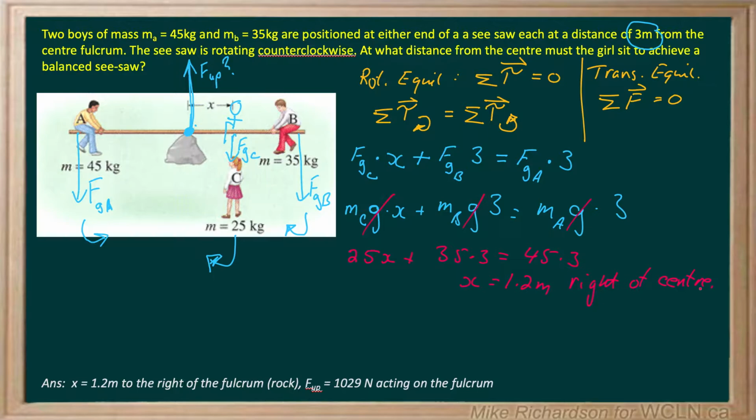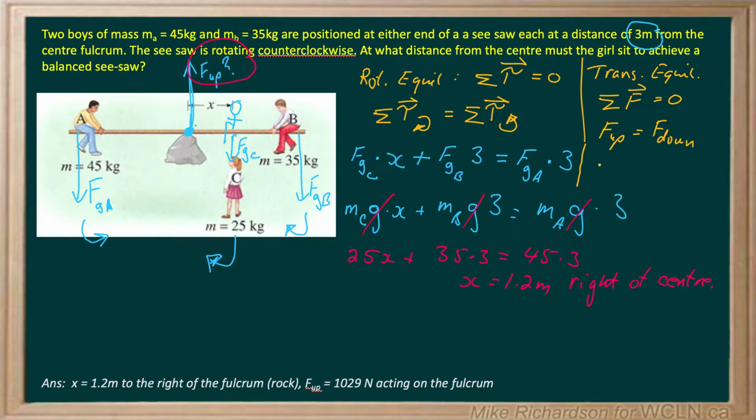Now, if I want to figure out the value for this force up, if I want to figure out what that is, let's go to our other condition. We know the object is not accelerating. So if I use my translational equilibrium condition, that means all the forces have to be balanced. So let's go through that. I'll use yellow again. So forces up have to equal forces down. That's what this system means. So force up has to equal force down.